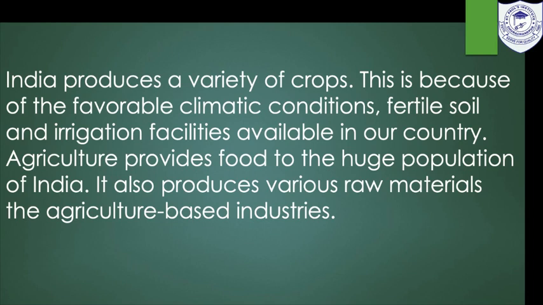Agriculture provides food to the huge population of India. Like we said before, India is a land where there is huge population, and then 2/3 of its population is engaged in agriculture activities. That means hardly 1% is depending on this agriculture production indirectly. It also produces various raw materials for the agriculture-based industries.